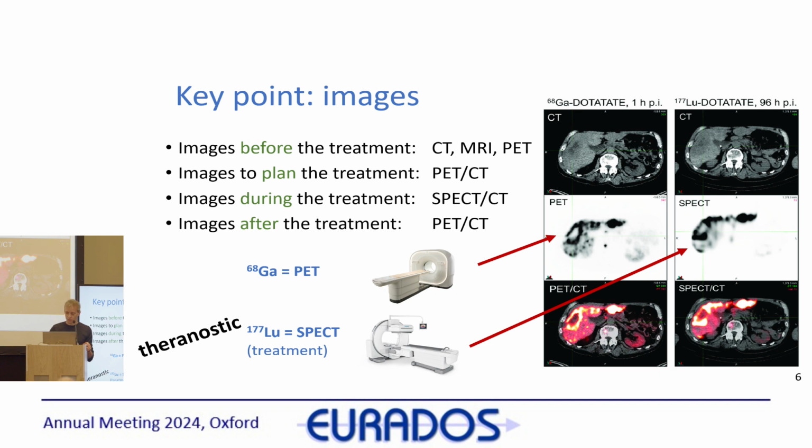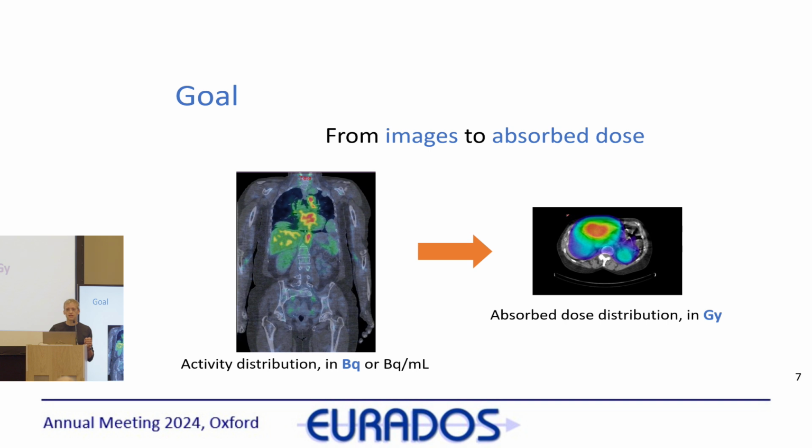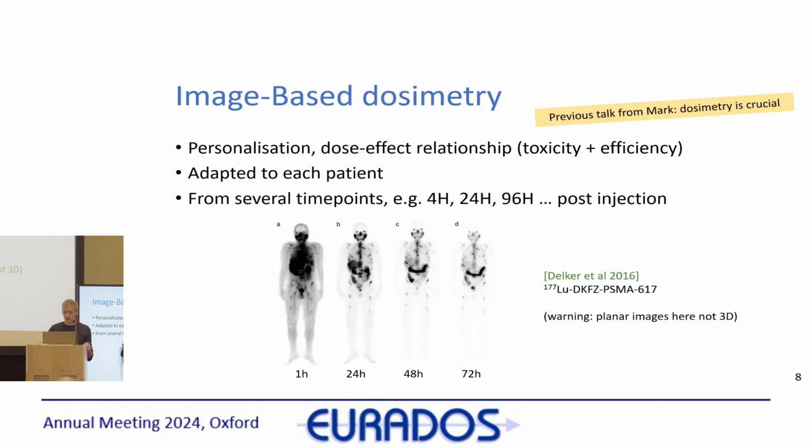So our goal here is to make dosimetry from those images. So it means that we need to transform the activity distribution observed on the SPECT images to absorbed dose distribution, from Becquerel to Gray. So if you heard the talk from Mark previously, you know that this image-based dosimetry is very crucial for this kind of treatment, because it will allow personalization and to have an idea of the dose-effect relationship, not only for the toxicity, but also for the efficiency of the treatment. And maybe in the future, we may be able to adapt the activity to each patient.